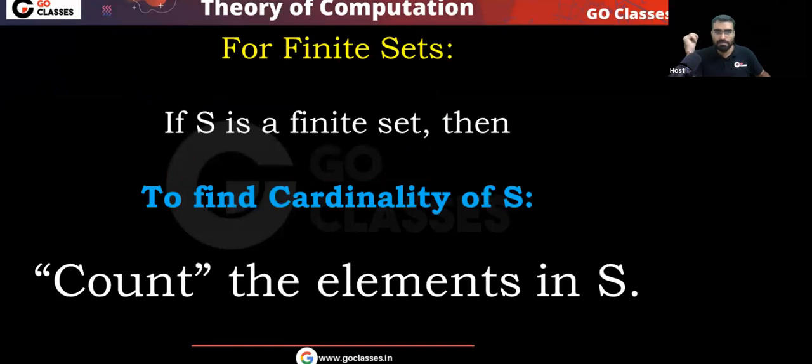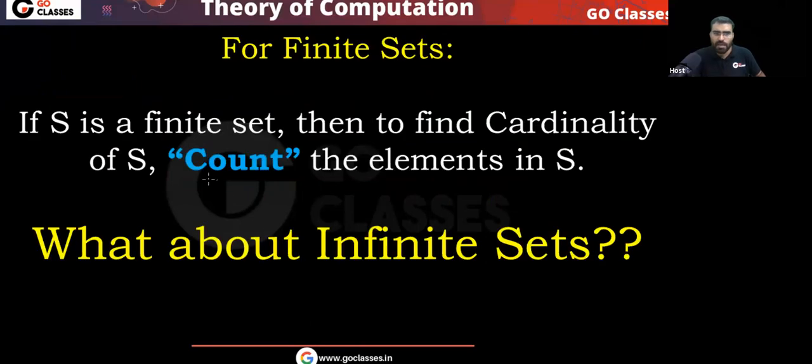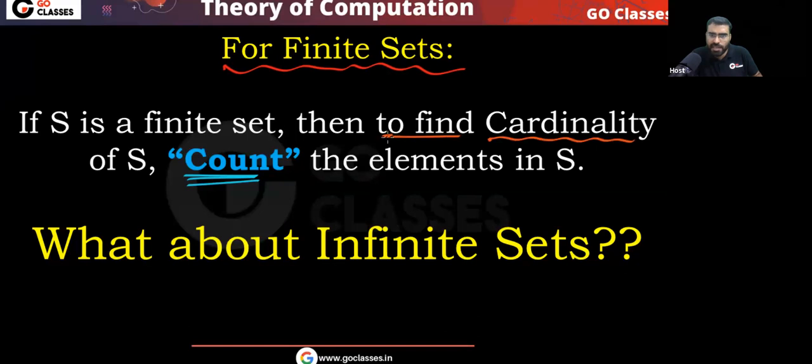Now tell me, this is what you are doing. For a finite set, if S is a finite set, then to find the cardinality, you will count the number of elements, right? You are counting the number of elements for a finite set to find the cardinality.